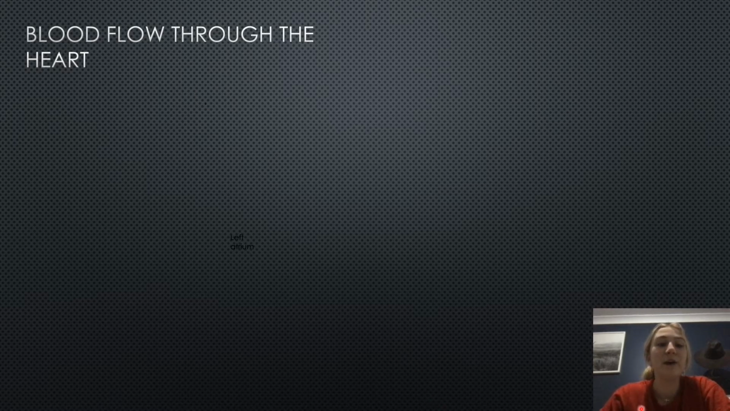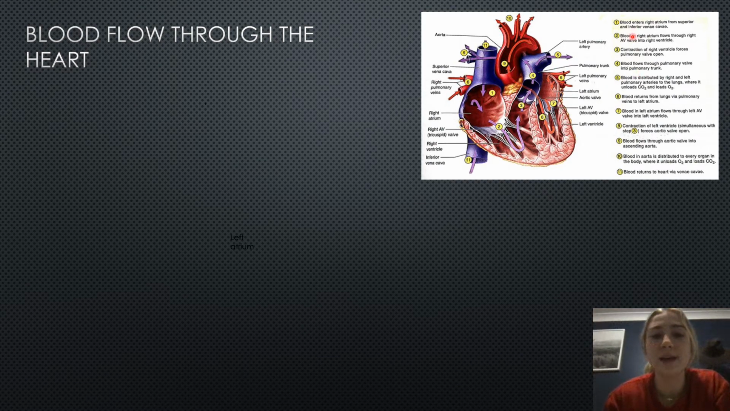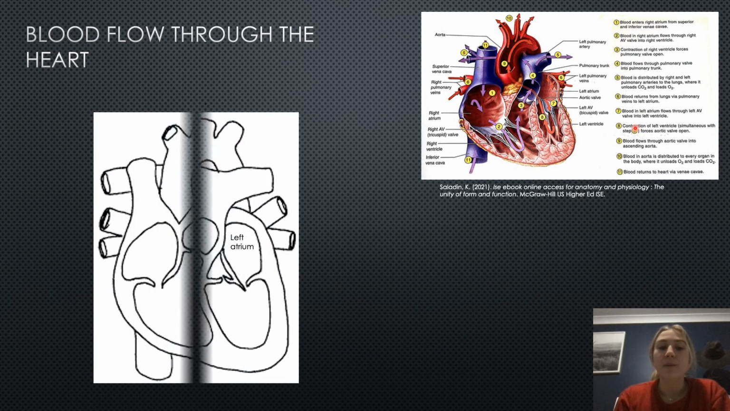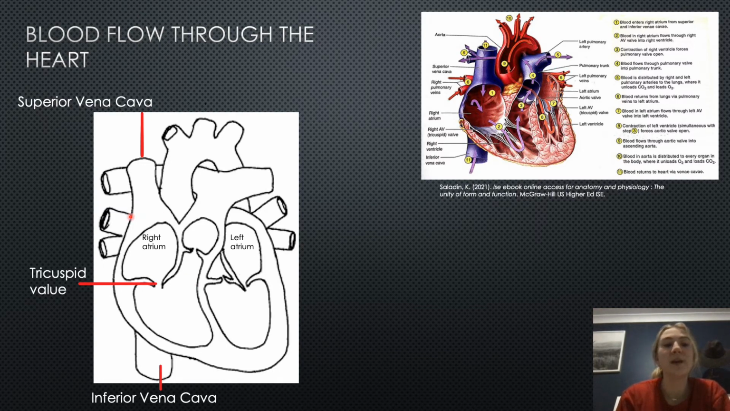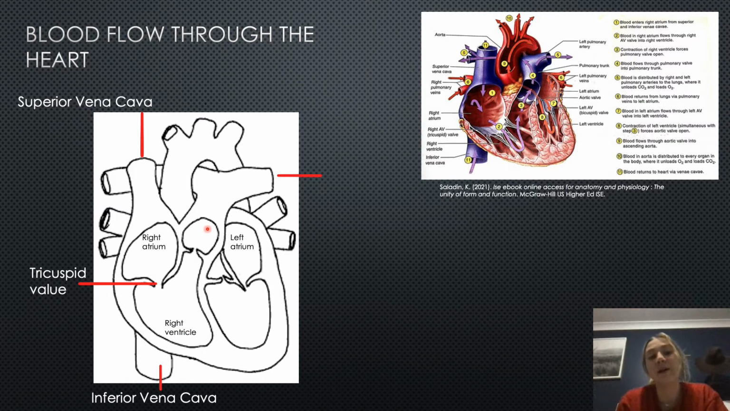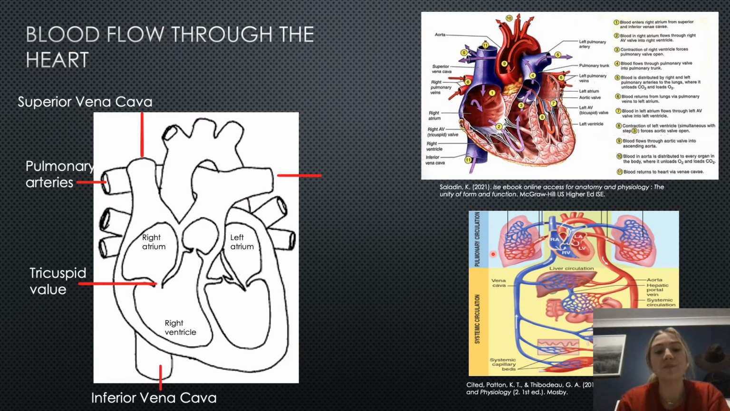Blood flow through the heart. So in this diagram up here, it states the different steps the heart must go through in order to pump efficiently. So firstly, deoxygenated blood travels through the superior vena cava and the inferior vena cava into the right atrium. From here, the oxygen-poor blood travels through the tricuspid valve into the right ventricle. The right ventricle then pushes the blood through the pulmonary valve into the pulmonary arteries to be sent to the lungs for oxygenation. Now we call this pulmonary circulation.